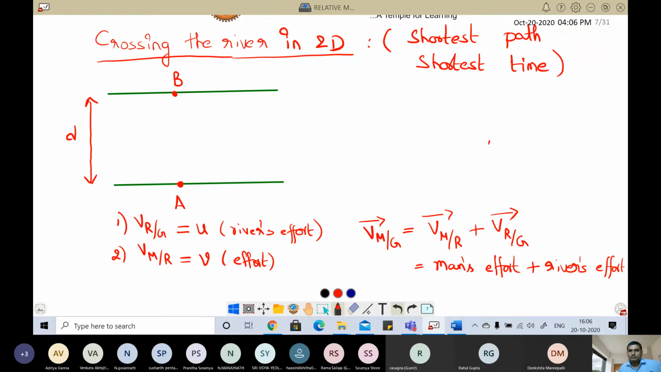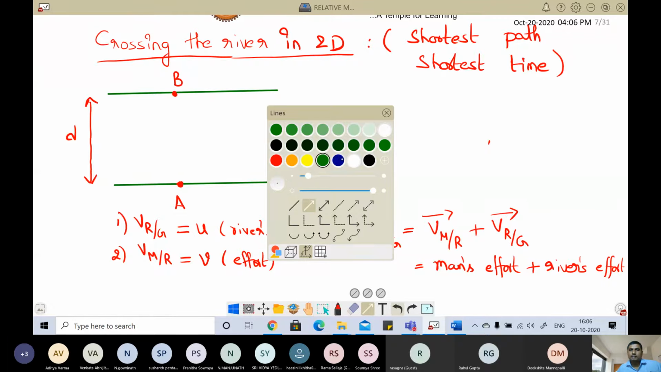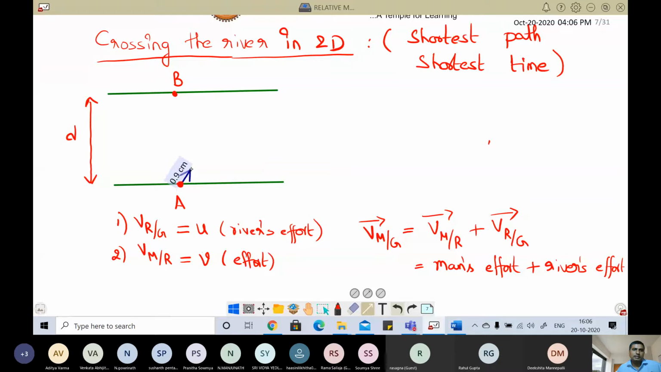We'll also take the angle in general. Right now we are not discussing either the shortest path or the shortest time. Suppose this is the velocity of man with respect to river, which is nothing but v, making an angle theta. Let's say this angle is theta.